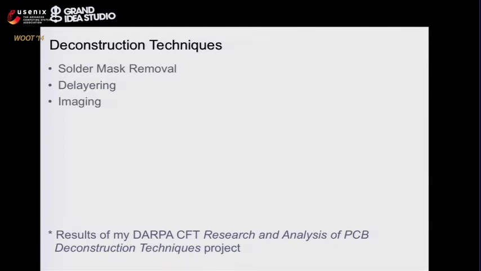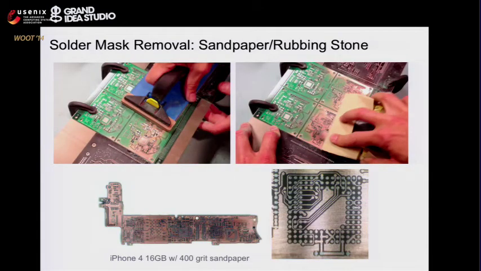So we go through solder mask removal, delayering, and then imaging, so non-destructive ways that we can actually see into circuit boards. All this work, by the way, was done for a DARPA Cyber Fast Track project, which was awesome because I was going to do this work anyway, and then I decided to just submit the proposal, and now they paid me money to do it. So it was awesome. So yeah, using sandpaper, the typical way.